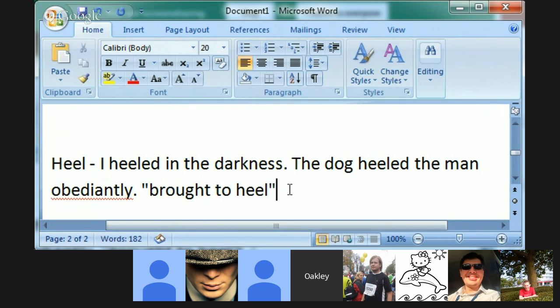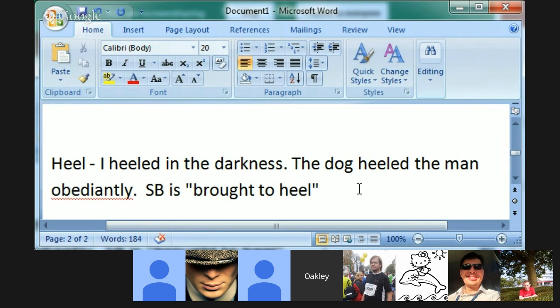If somebody is brought to heel, what is the meaning there? Can you guess? Well, think of our dog. Think about the dogs. Call the dog? No. Not exactly.